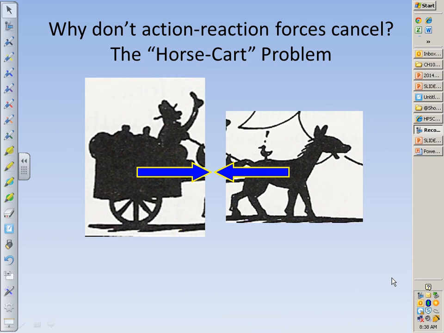Let's not throw the ground into this just yet. Let's focus on these two forces. The horse has no momentum. Nope. In order to cancel the forces out, right? If I was going to make these two forces cancel out, how would I have to draw them?